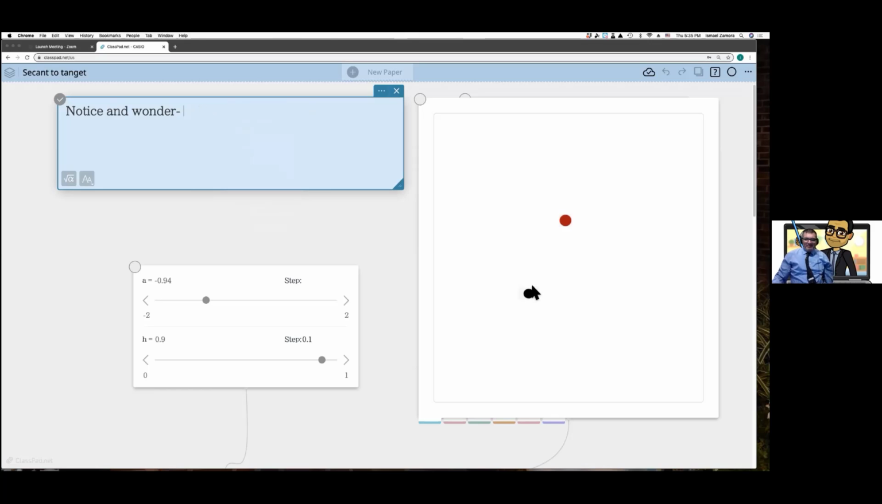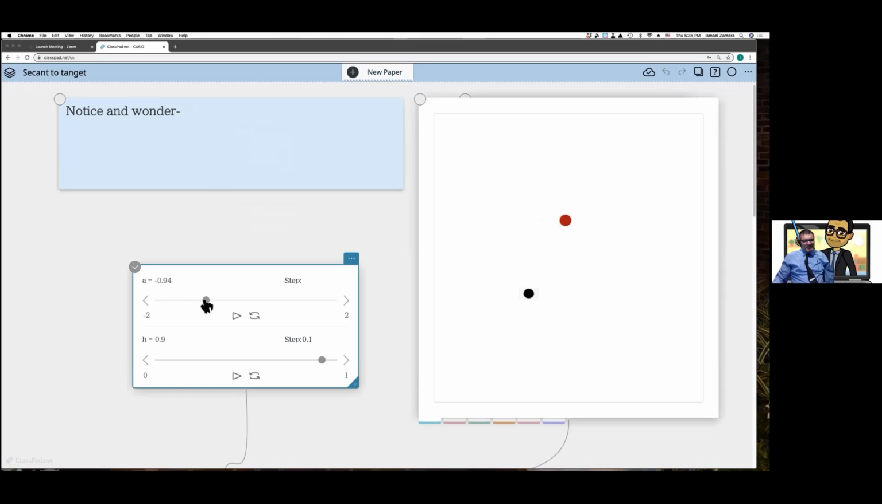But before I do that, I'm going to look at it and ask students, what are you noticing? What are you wondering? What can we do with these two dots? And the only thing that you're seeing is what students are seeing. So they also see a couple of sliders, one for A and one for H. Well, let's press play because curiosity always gets the better of students. And we're noticing that the black dot is chasing down the red dot, but the red dot seems to be moving away.